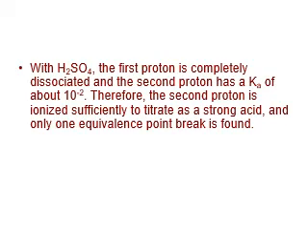The second proton has a Ka of about 10 to the power minus 2. As we say, it has a Ka, that is to say, it is not a strong acid, it is a weak acid. Any acid with a Ka value is weak, because a strong acid is completely dissociated and has no Ka. As the second proton has a Ka, it is weak. It is not completely dissociated. But looking at the Ka value, about 10 to the power minus 2, it is a large Ka value, a big Ka value.